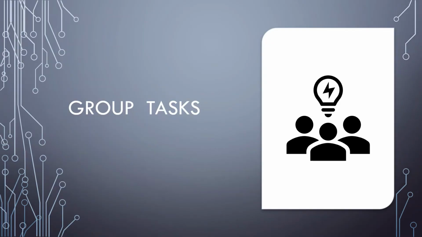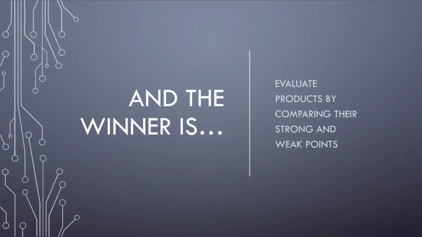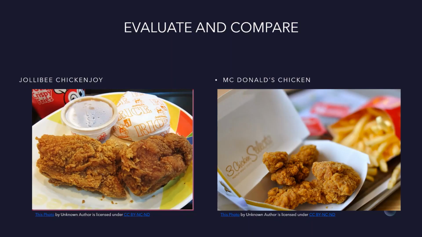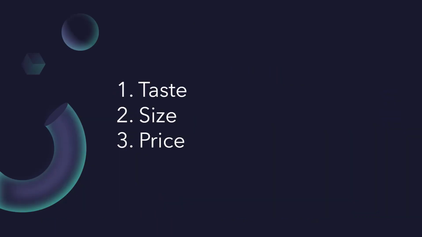Now for your group tasks, you will have the end of winner is activity. You will evaluate products by comparing their strong and weak points. For group 1, you will evaluate and compare Jollibee Chicken Joy and McDonald's Chicken. You will compare them based on their taste, size, and price. Remember to use the evaluative words.